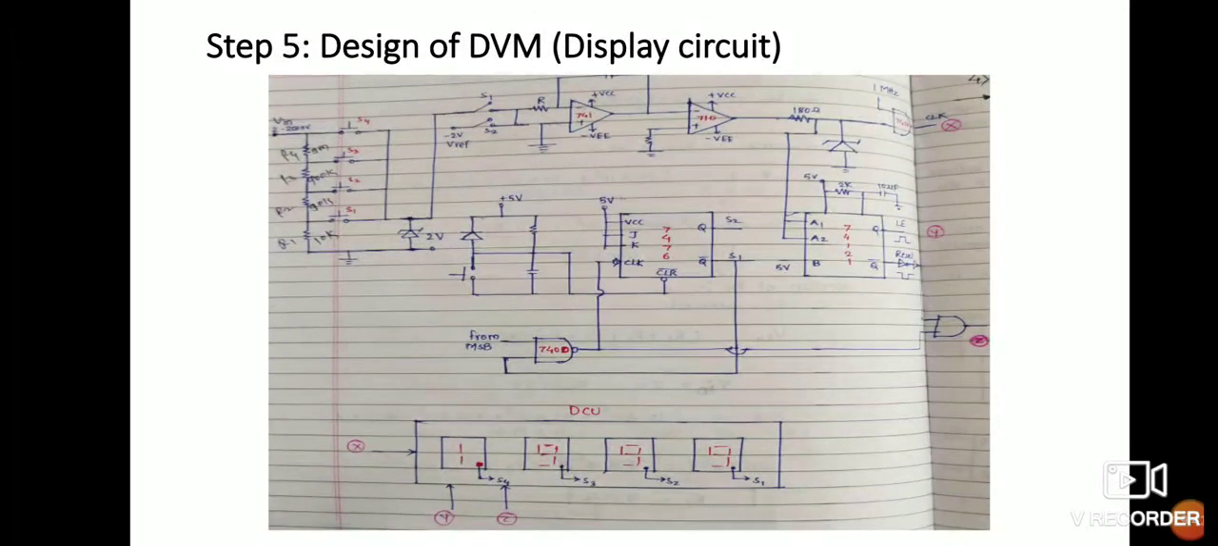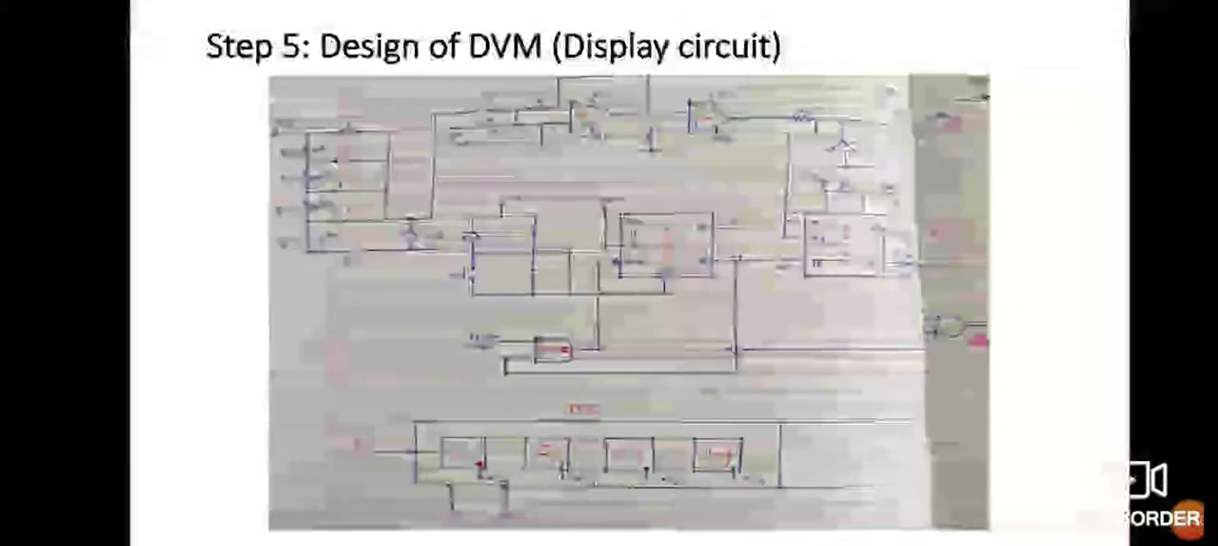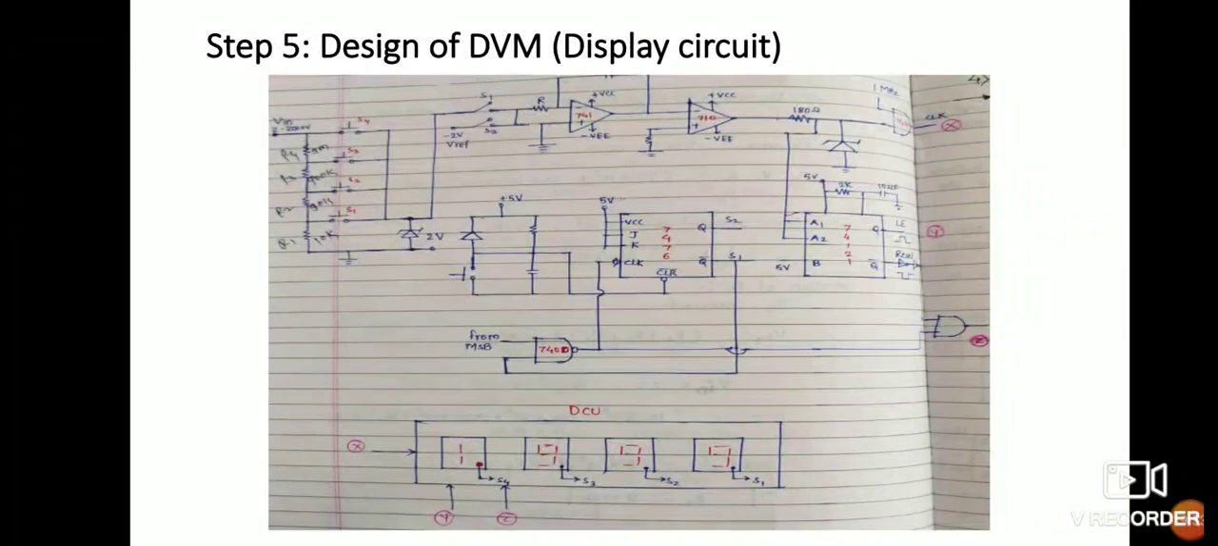So the final step we are discussing now. From the left hand side we can discuss. Once we design all those steps, then we can draw the entire circuit here. So first step will be the attenuator circuit. The attenuator circuit is shown here, R1, R2, R3, R4. That attenuator circuit you have to draw, and switches you have to show, S1, S2, S3, S4.